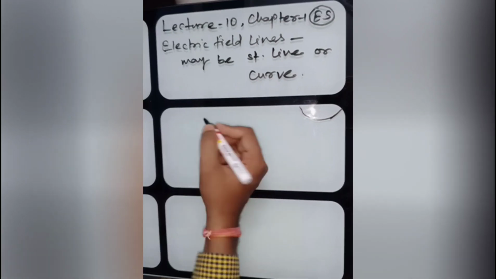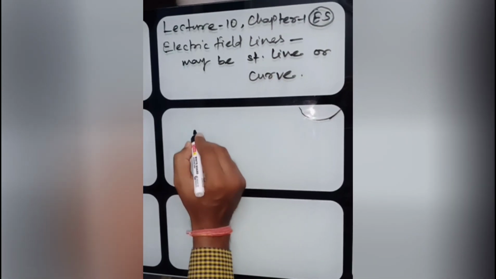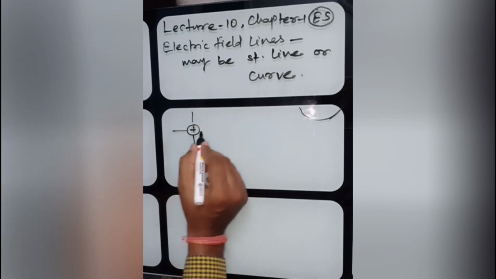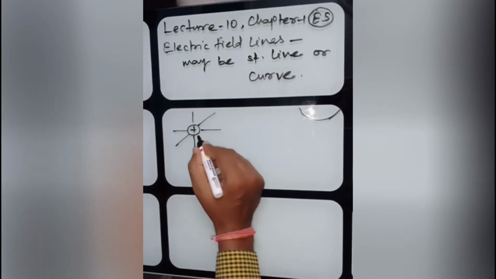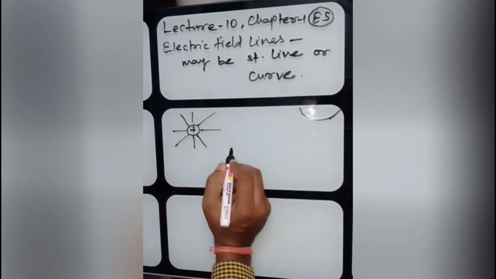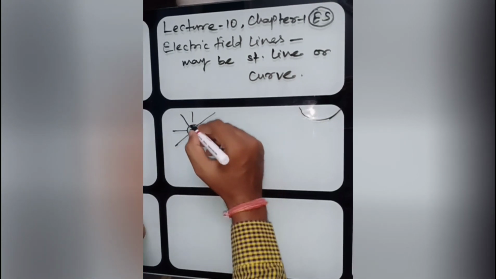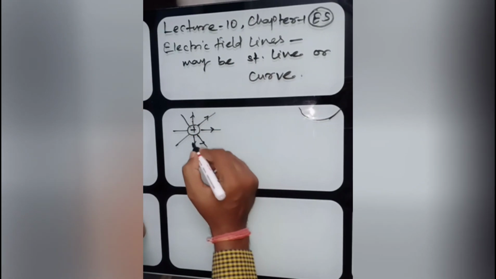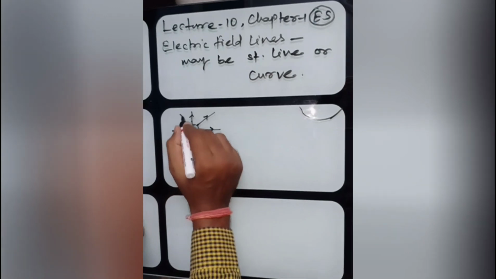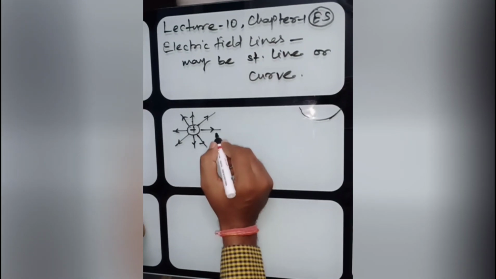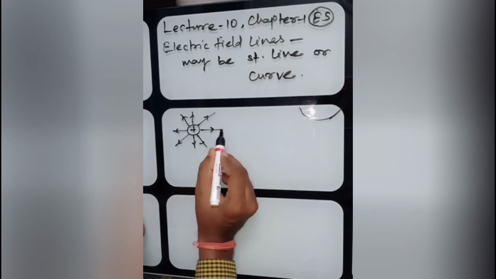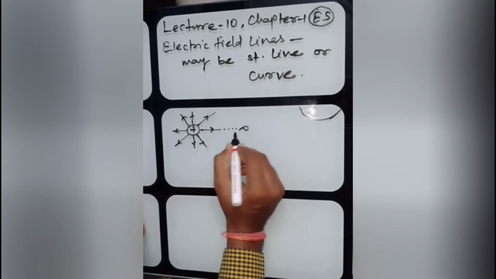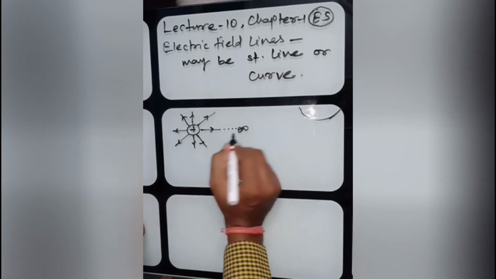It is assumed that the positive charge is the source of electric field lines. That is, electric field lines emerge out from the positive charge. Where it goes, as you can see, this is a straight line. Of course, it is going to infinity. No doubt, it is going to infinity.